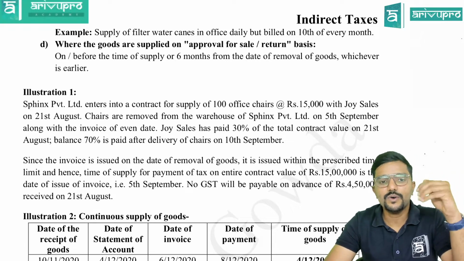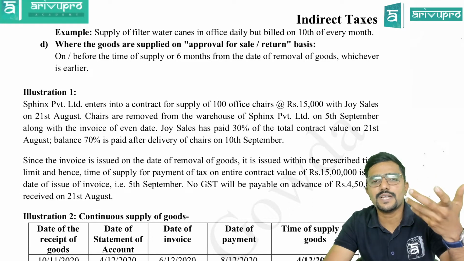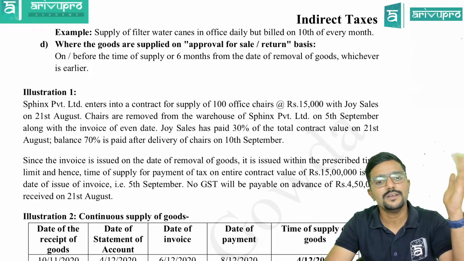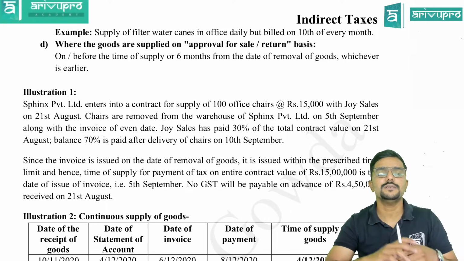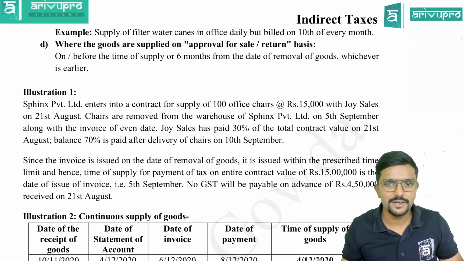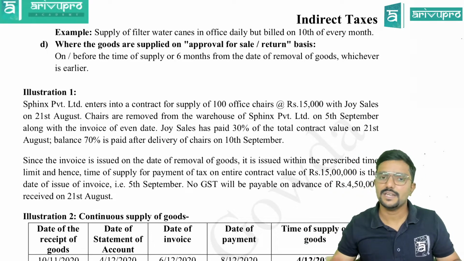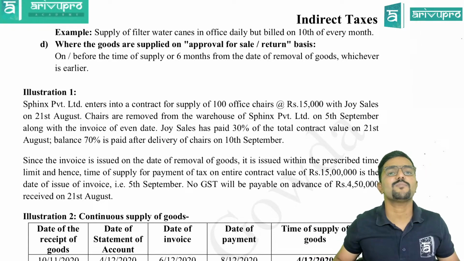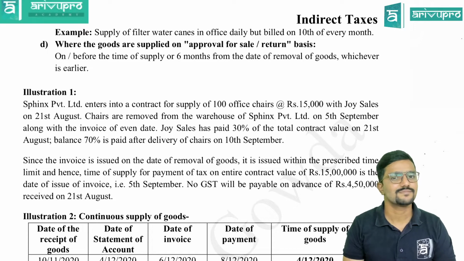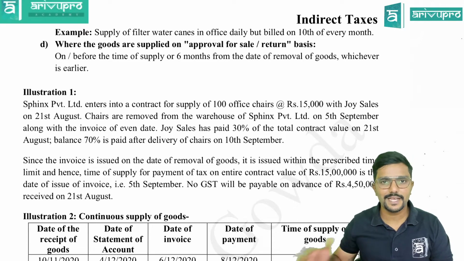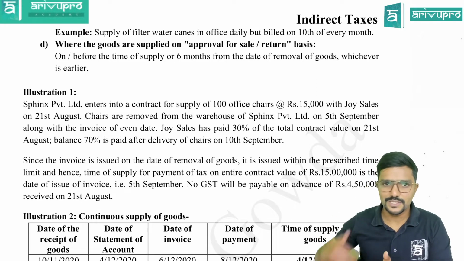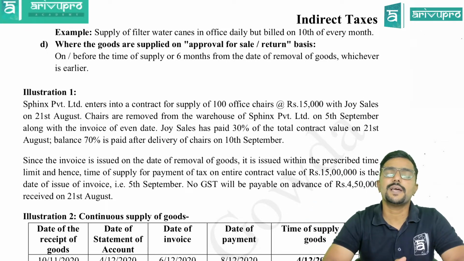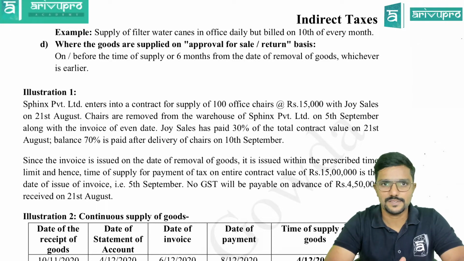Clear? Yes. So assume on or before the time of supply. On or before the time of supply means when the actual supply has taken place, if the recipient has accepted it. Or 6 months from the date of removal of goods means, I have sent the goods to the recipient, 6 months has already passed, and still he has not accepted the goods or he rejected the goods. Section 31 is telling it is a supply. At the end of 6 months, it is a supply.